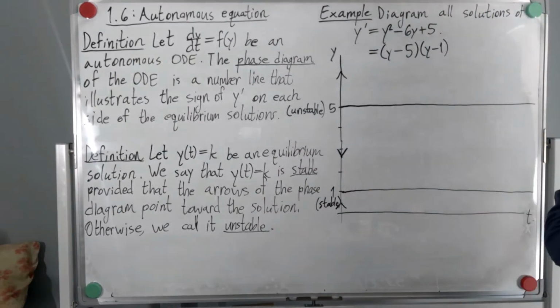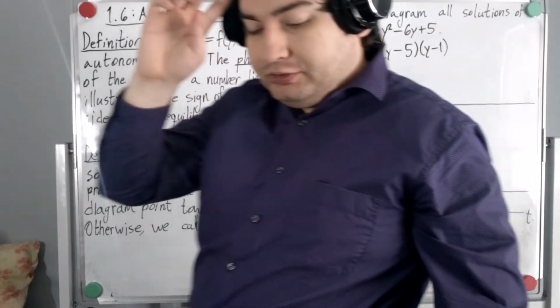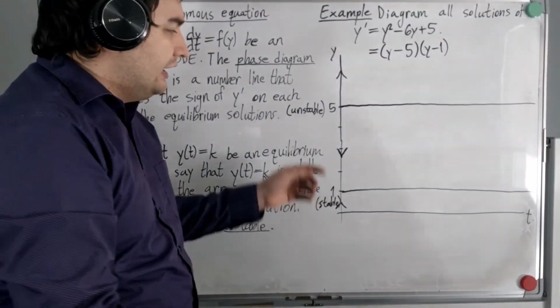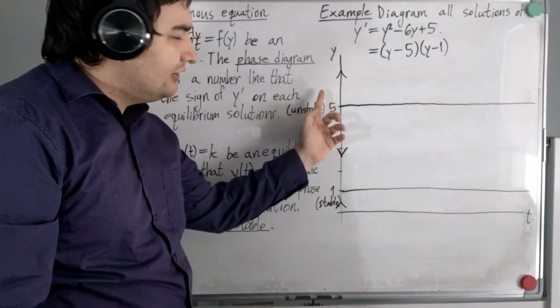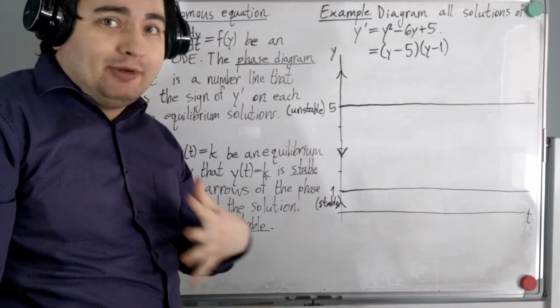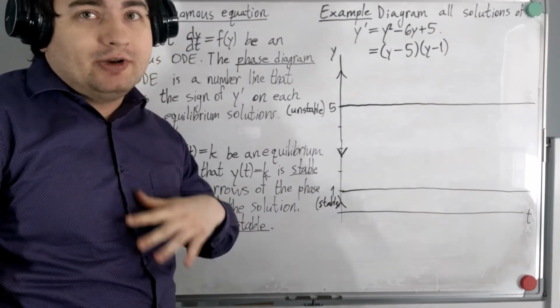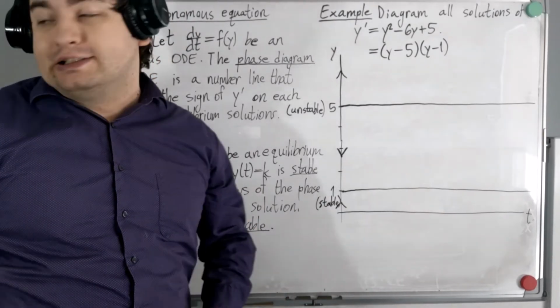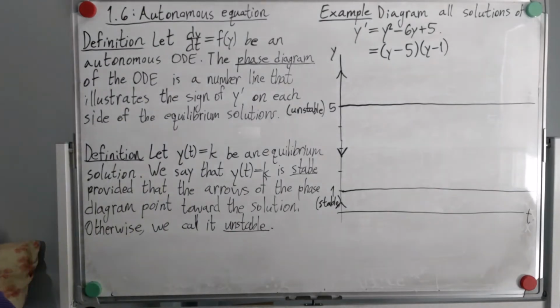Now, it is possible to have an equilibrium solution where on one side the arrow points towards it and on the other side it points away. Some people call that a semi-stable solution, but I'm not going to require you to go into that much detail. Unstable and stable is fine.